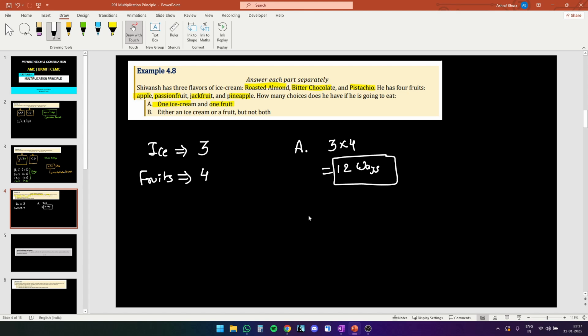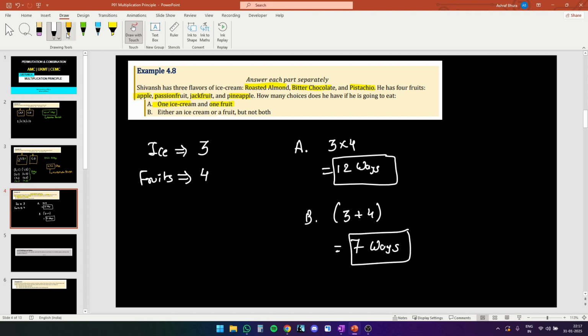Right? And in the second part, either an ice cream or a fruit. So either you can take an ice cream or a fruit. So 3 choices from ice cream and 4 choices from fruit. So it becomes 3 plus 4, which is equal to 7 ways.